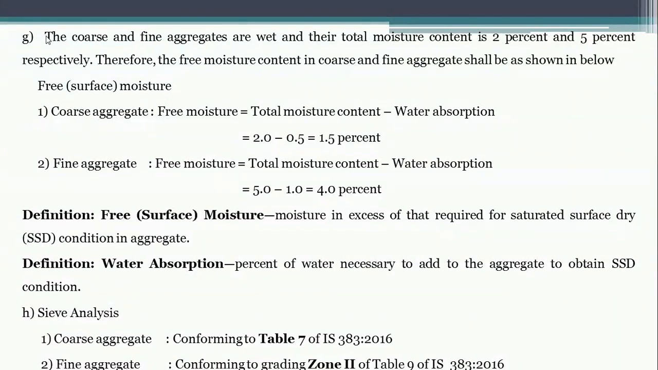Next is sieve analysis. Coarse aggregate conforming to table 7 of IS 383 2016. Sometimes they will give the table and say it conforms to IS 383, and sometimes they will just give the sentence. It doesn't matter. Next, fine aggregate: they have said that it is conforming to grading zone 2 of table 9 of IS 383 2016. In the previous problem it was given as zone 1, and in this problem it is given as zone 2.